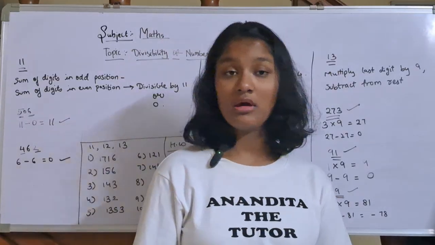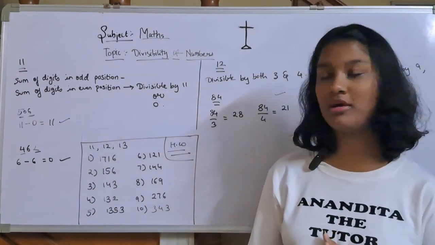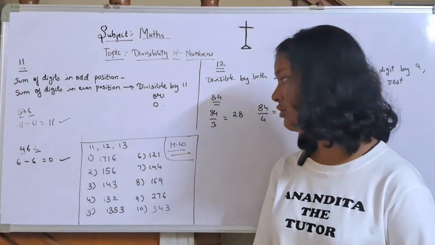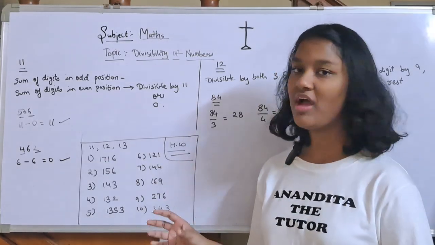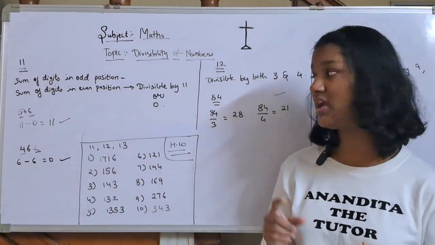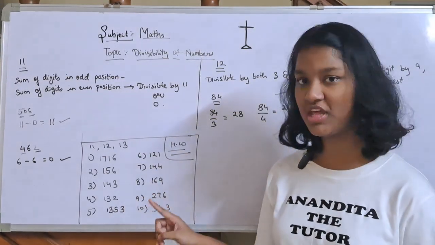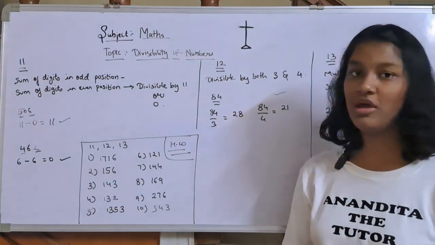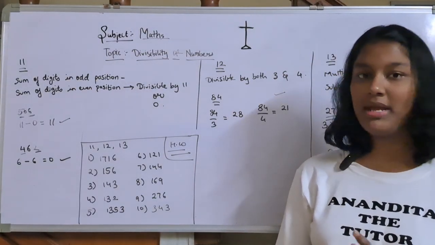Before we end the topic of 11, 12 and 13, I would like to give you all homework. These are the numbers. You have to check if they are divisible by 11, 12 and 13. Every number you have to check for 11, 12, 13. Then write in the comment section if the number is divisible by 11, 12 or 13.